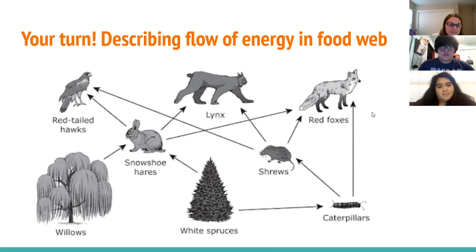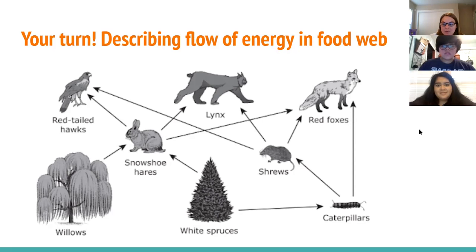So I know that the energy starts at the plants at the bottom, which are the producers, so willows and the white spruces, and the energy is being moved to the snowshoe hare and the caterpillars because the arrow is connected to those two. And the caterpillar is also eaten by shrews and foxes. So they go in order from the producers working its way up, transferring energy all the way to the lynx, red foxes, and red-tailed hawks.